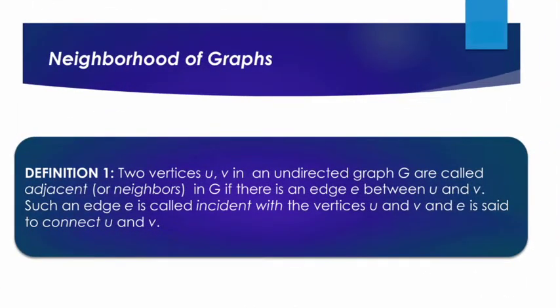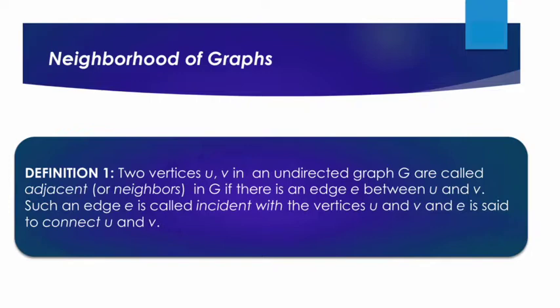First, we give some terminology that describes the vertices and edges of an undirected graph. By definition, two vertices U and V in an undirected graph G are called adjacent or neighbors in G if U and V are endpoints of an edge of G. Such an edge E is called incident with the vertices U and V and is said to connect U and V.